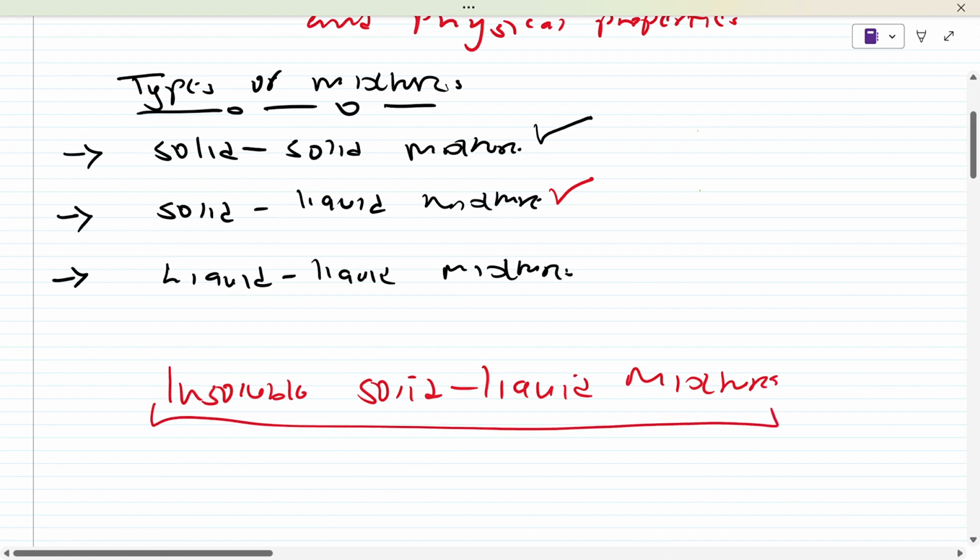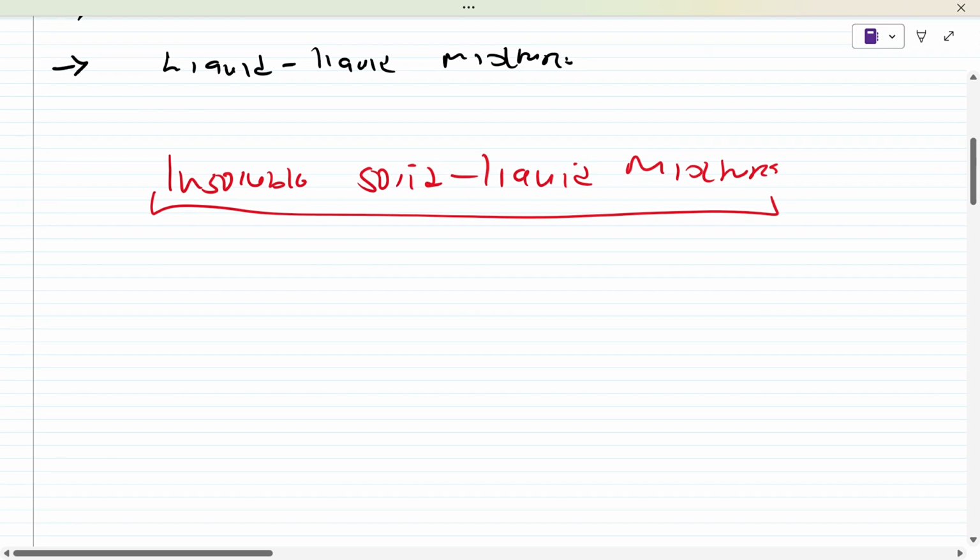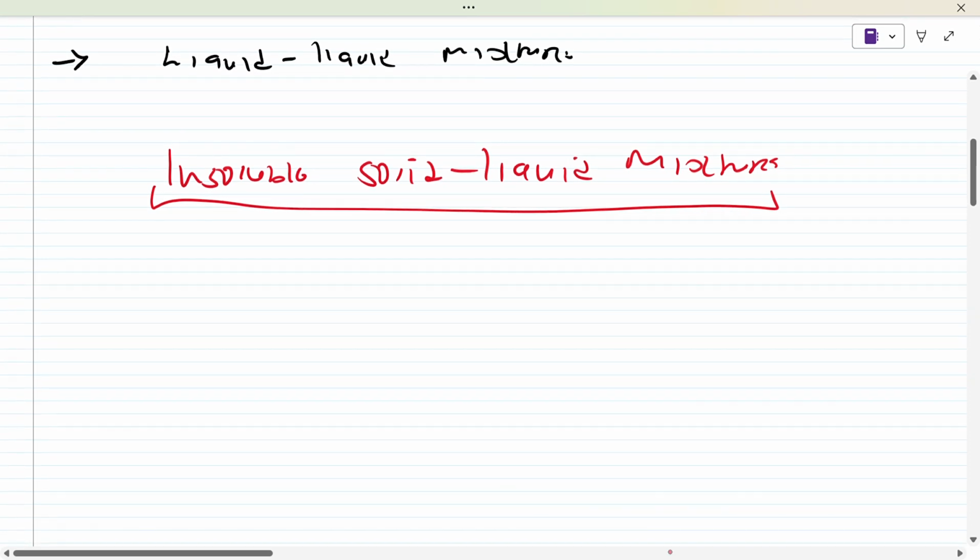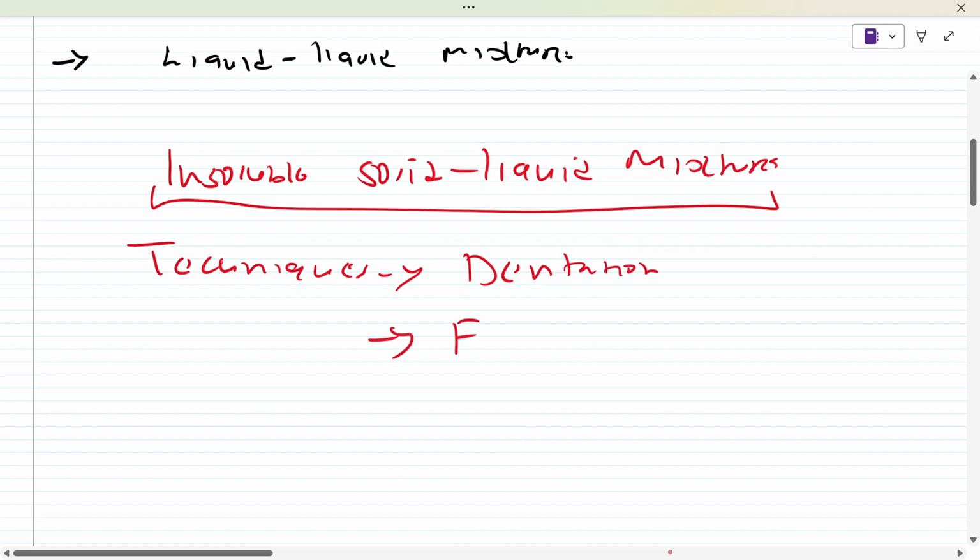When dealing with the insoluble solid liquid mixtures, there are two major techniques we can use: decantation and filtration.